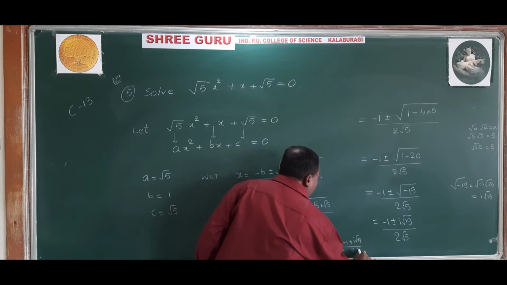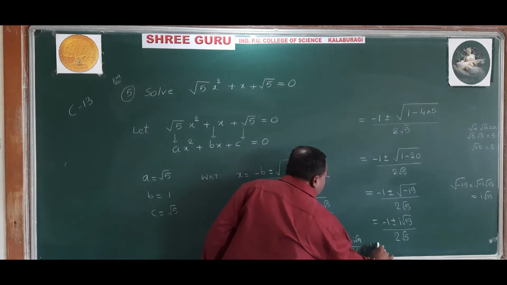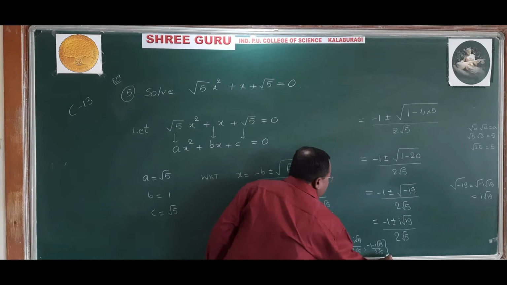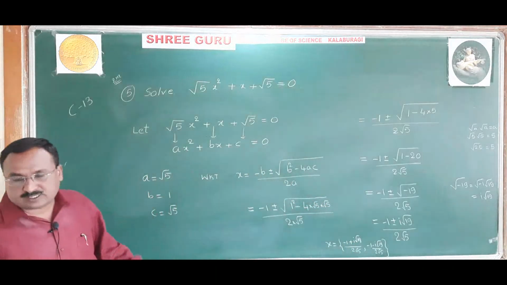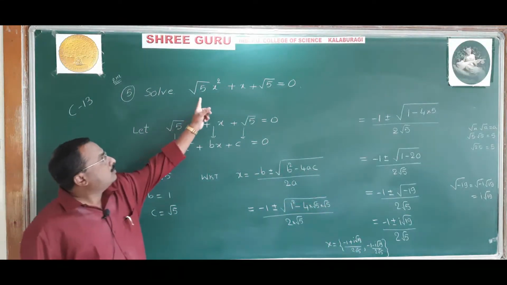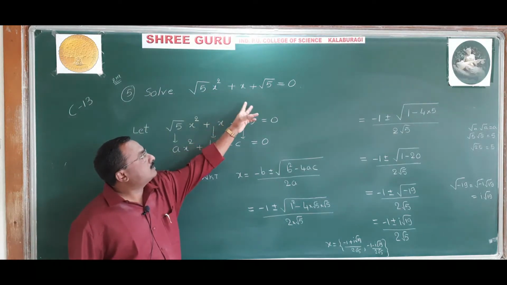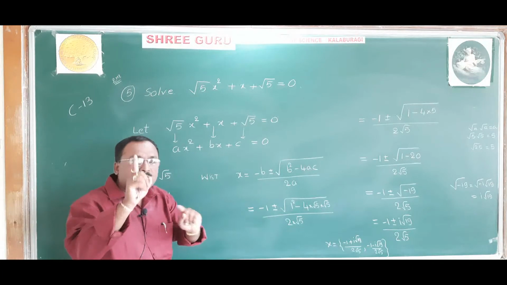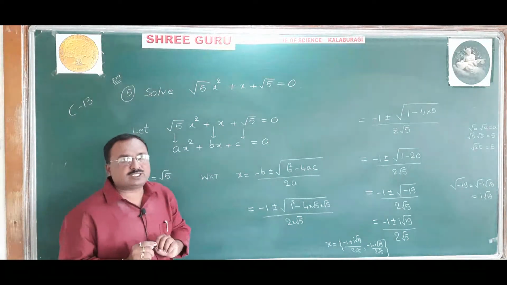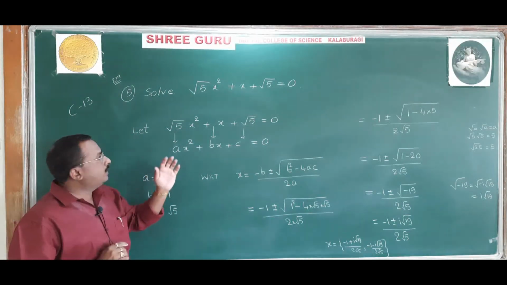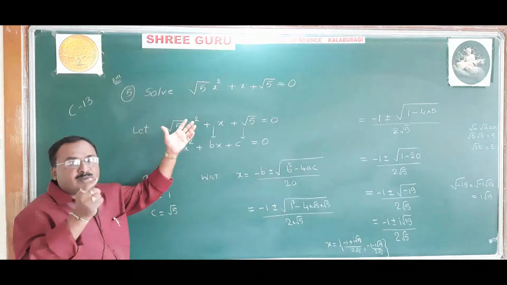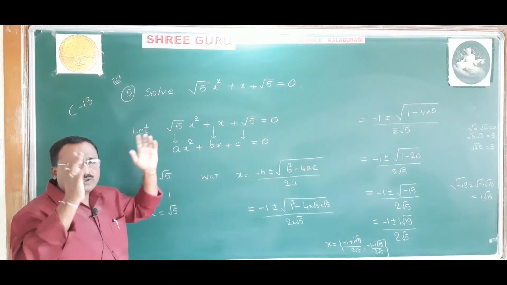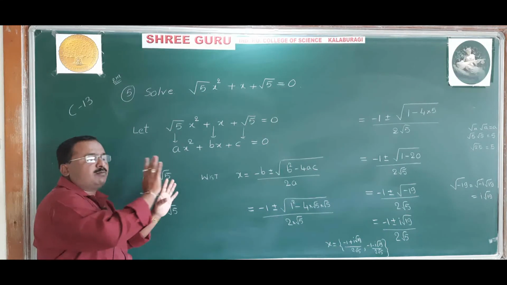2 root 5 minus 1 minus root 19 2 root 5, these two values. Listen here, solve root 5 x square plus x plus root 5 is equal to 0. Here quadratic equation solve, 2 marks, 1 question fixed in your annual examination. Solve. Here solve is there, not mentioned whether by using the formula or without using the formula. If you compulsory, must and should use the formula.